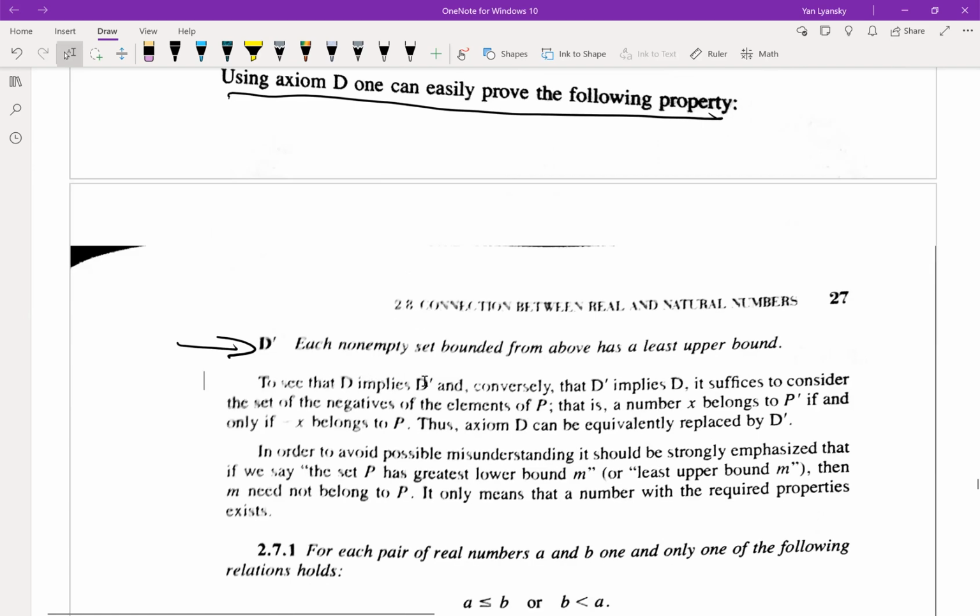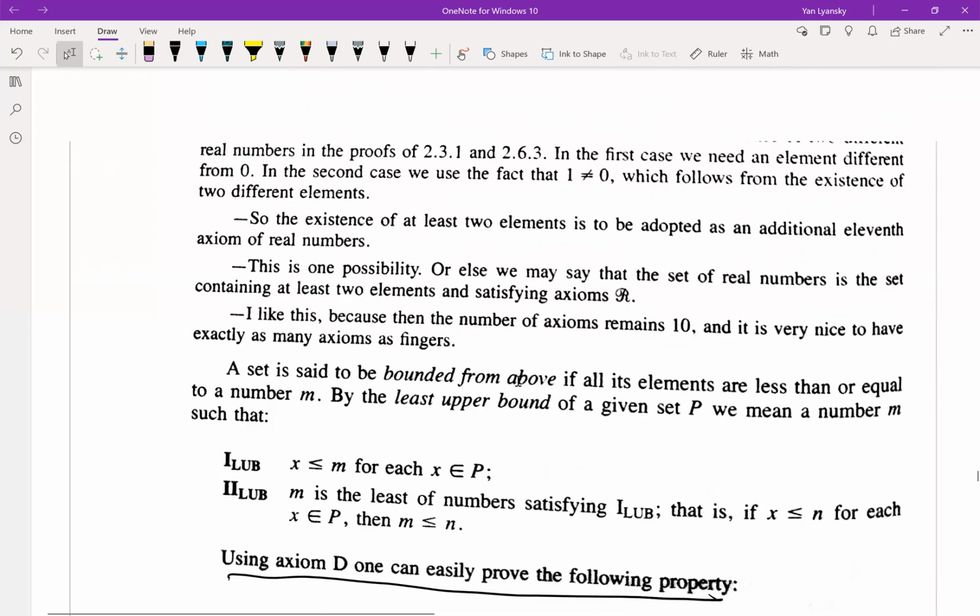To see that D implies D prime and conversely D prime implies D, it suffices to consider the set of negative elements of the set. So this is the proof. Which way are we going? We're going to say D implies D prime. Let me read D, and I'll tell you how it implies D prime. I'm not going to write anything up; it's going to be quick. Let's look at D.